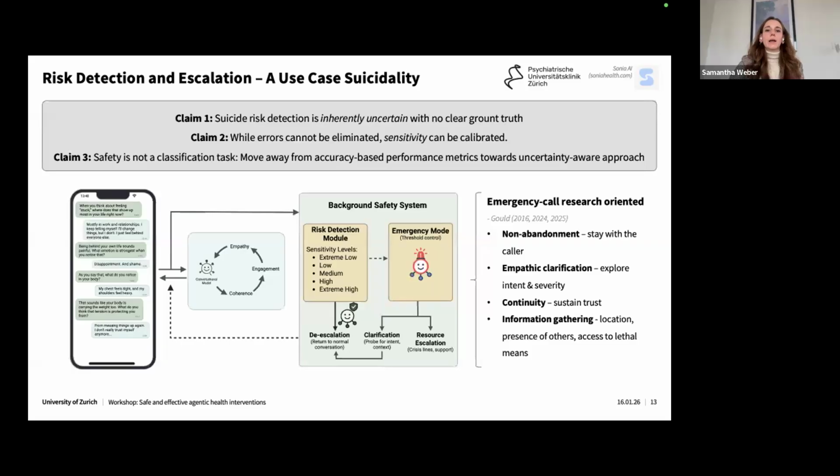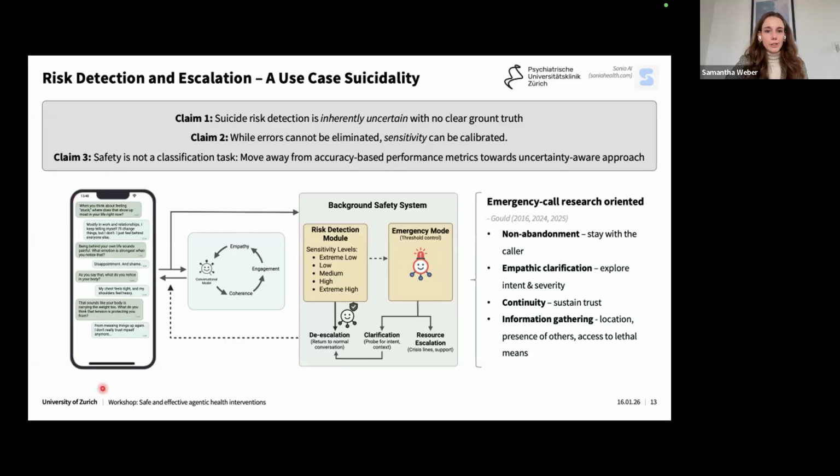So, as promised, how does this actually translate into real-world application? This slide brings all three claims together that we have built towards. First, suicide risk detection is inherently uncertain. Second, errors cannot be eliminated, but sensitivity can be calibrated. And third, safety is not a classification task. It's an uncertainty-aware process.